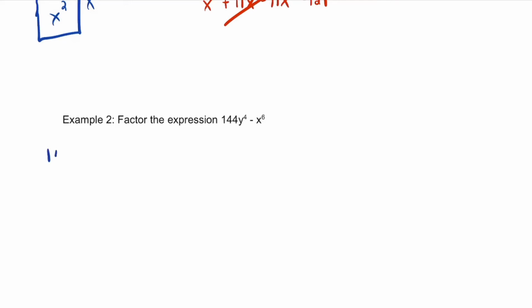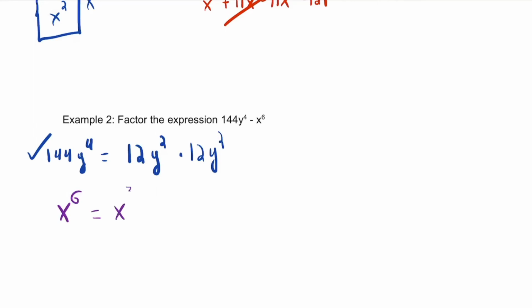If I look at 144 y to the 4th, using exponent rules, this is a perfect square because it's 12y squared times 12y squared. Exponent rules, we would add those exponents because this is 12 times y times 12 times y times y, 144 y to the 4th. So 144 y to the 4th is a perfect square. So is x to the 6th, because x to the sixth is just x to the third times x to the third. You would have 6 x's being multiplied. This is also a perfect square.